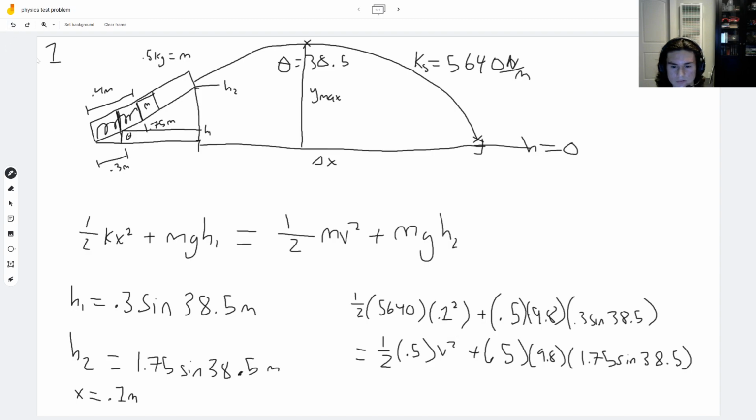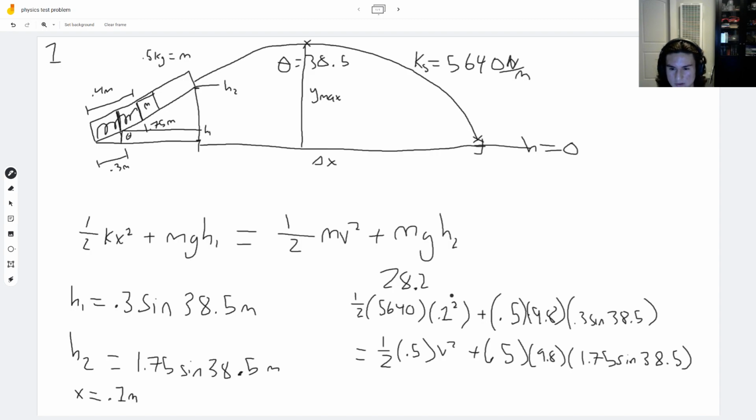So I'm going to simplify a few of these values by just adding all of these numbers together, just to make it a little bit simpler. So 5640 divided by 2 is going to give us 2820, and then multiplying that by 0.1 to the power of 2 gives us a value of 28.2, and that's in energy, so that'd be joules.